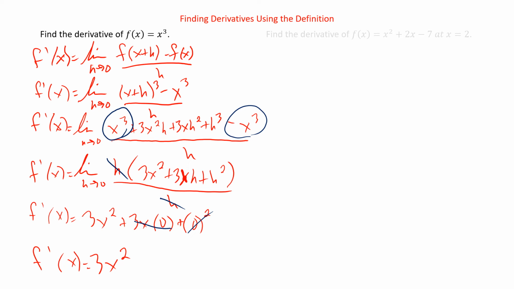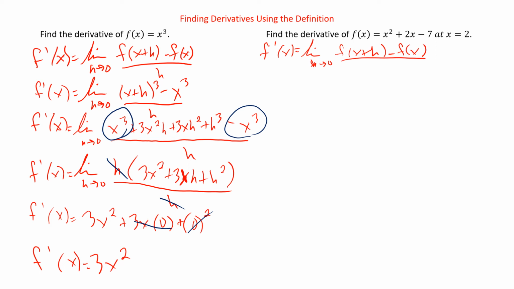So let's see one of those. Find the derivative of f of x equals x squared plus 2x minus 7 at x equals 2. So the same steps. F prime of x equals the limit as h goes to 0 of f of x plus h minus f of x over h. And yes, I tend to write down the equation every single time because now I can plug stuff into it.